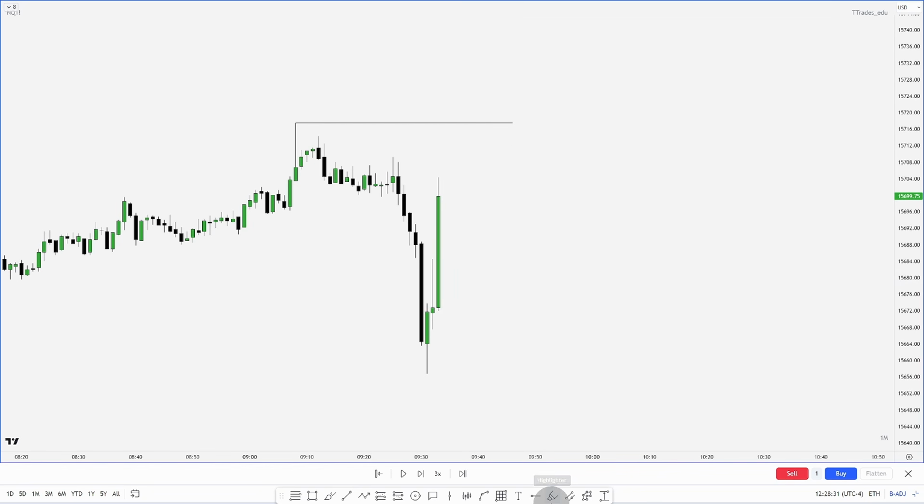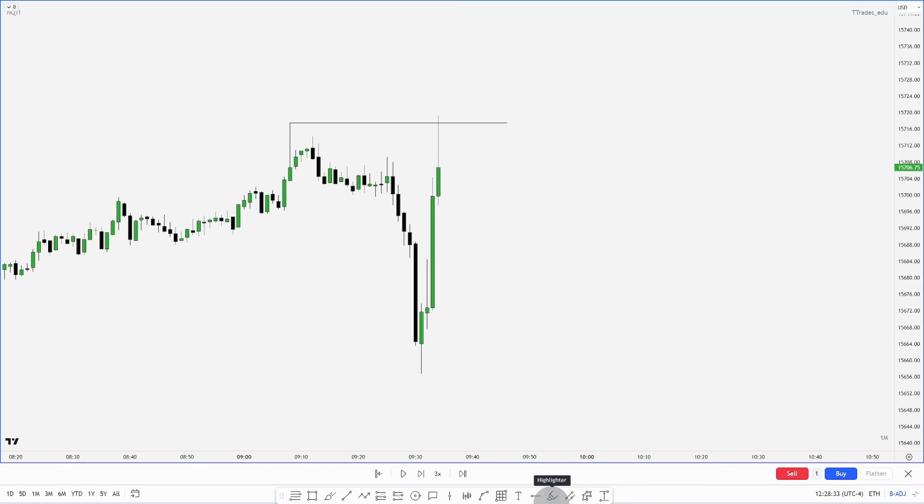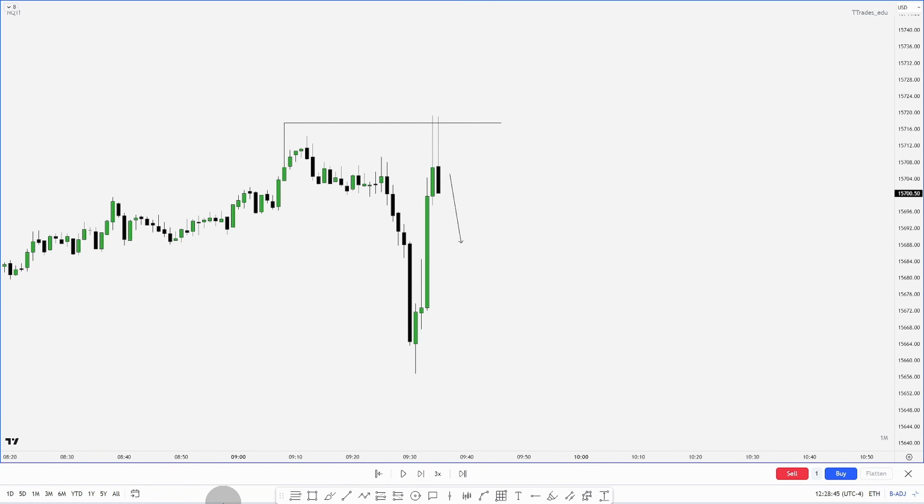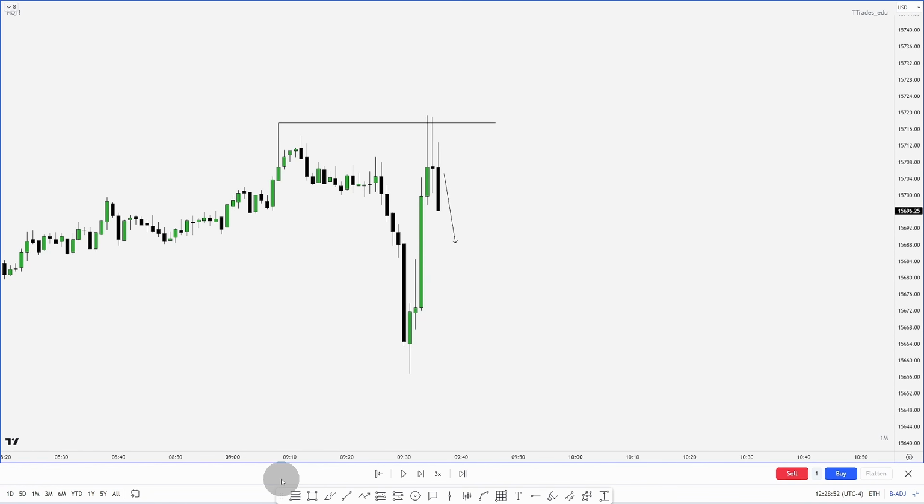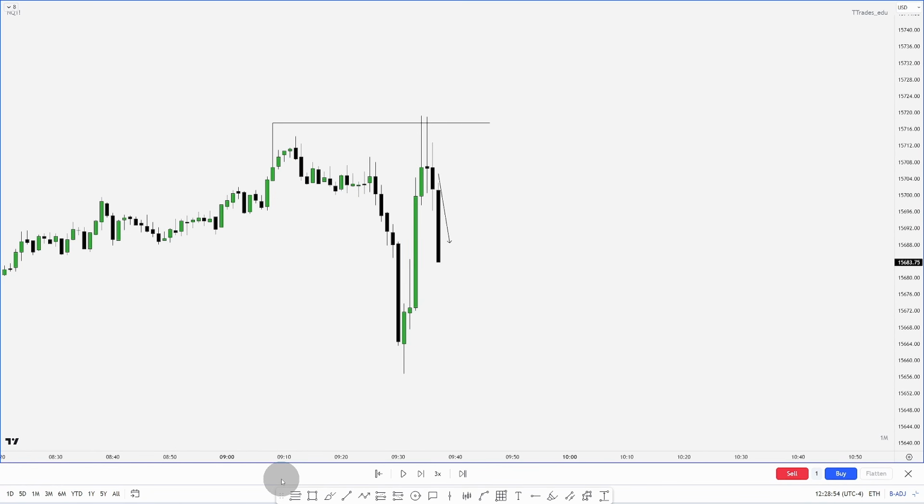So let's see what happens here. As we move forward, you can see price cannot close or displace out of this range. This leads me to believe that we're going to fall back into the range or head lower. So let's see what happens. Once again, cannot close outside of this range, closing back in. And there we go, we start to head lower.